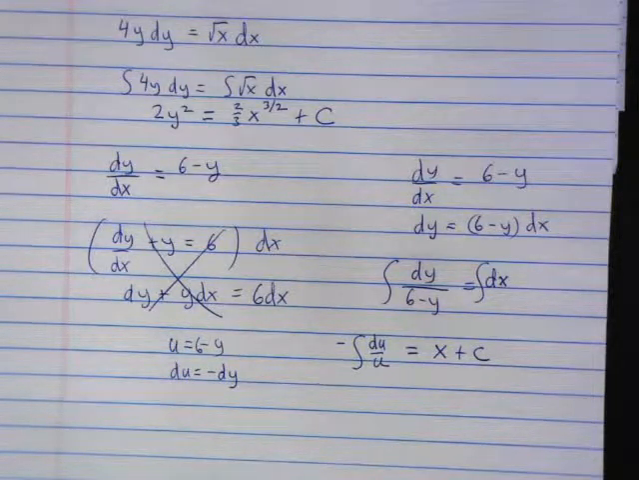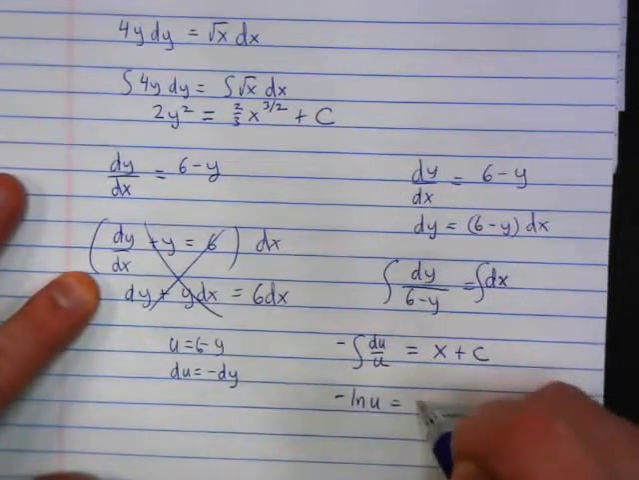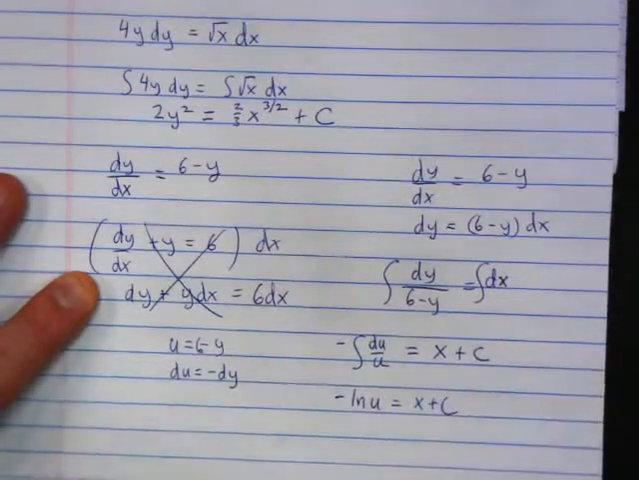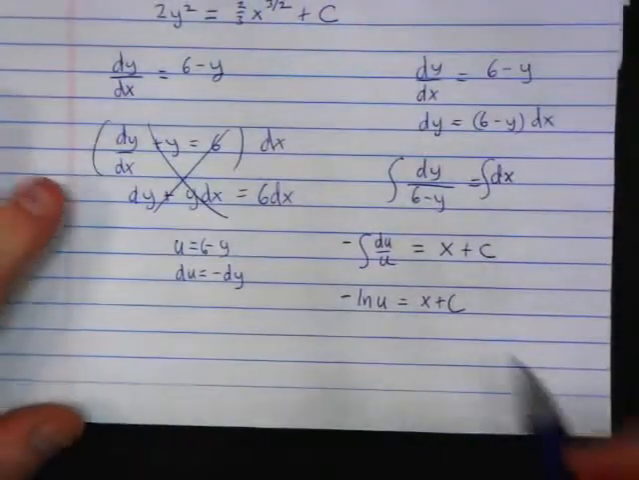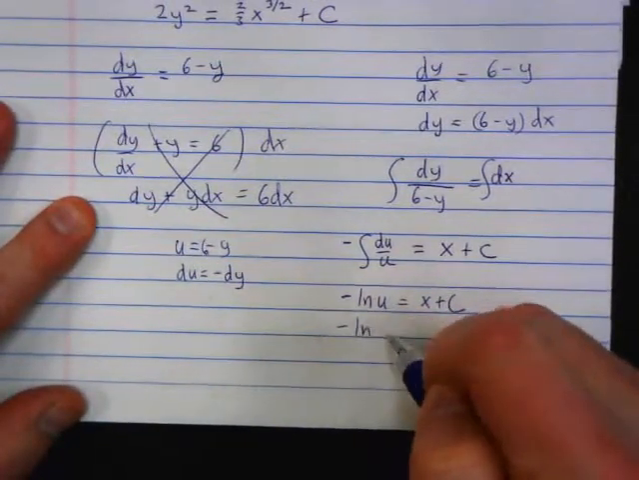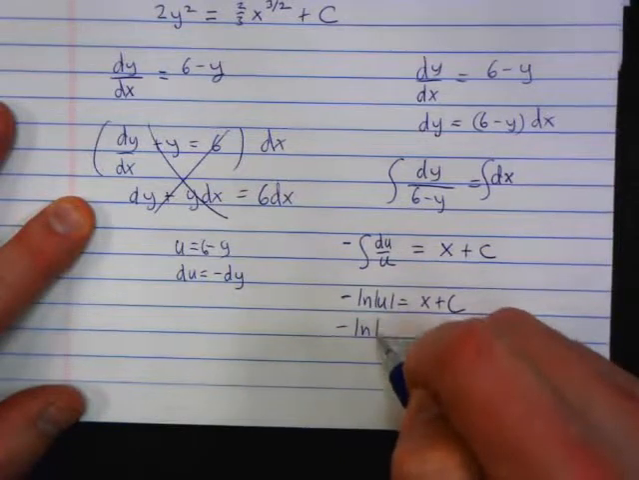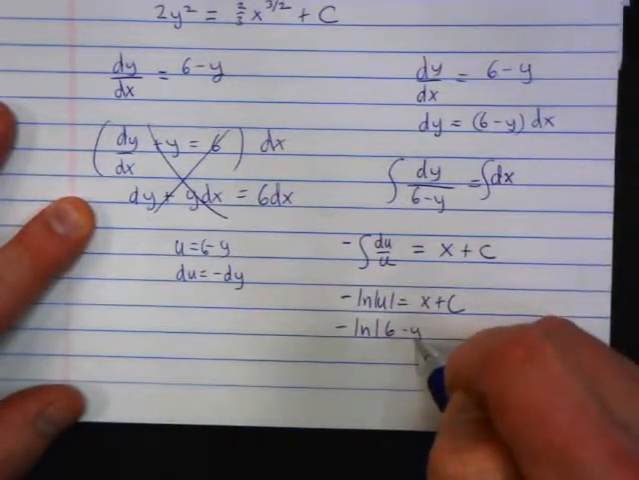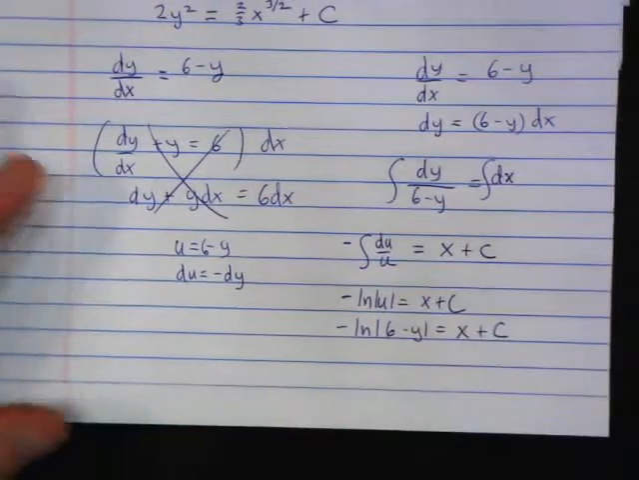And what's the integral of du over u? ln u. So this is minus ln u equals x plus c. So that's minus ln, oops, I should have had absolute value on there, shouldn't I? Absolute value, 6 minus y equals x plus c.